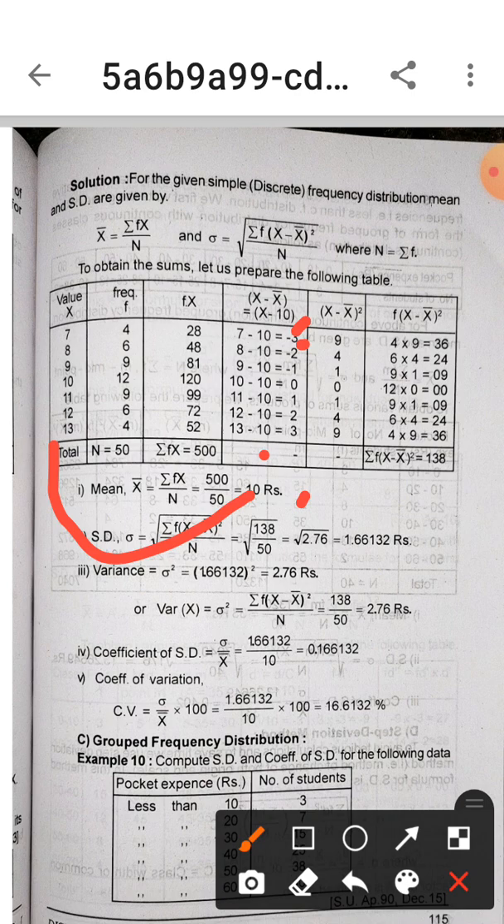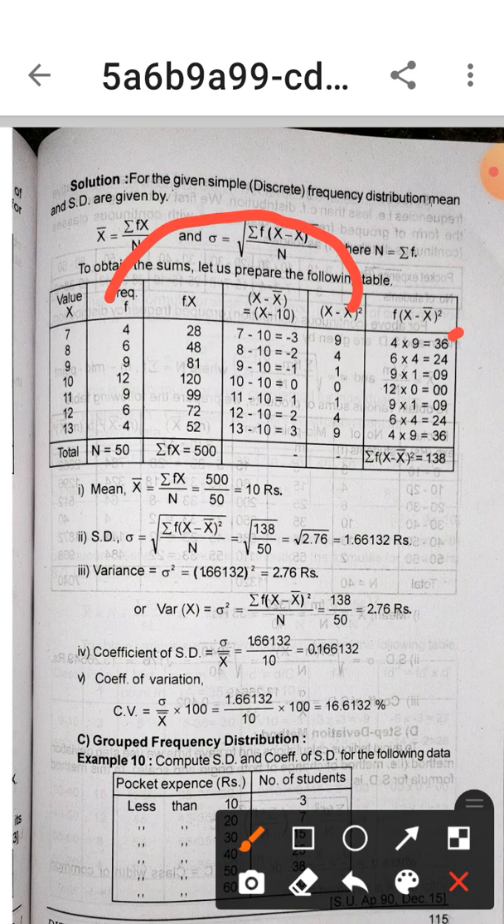Okay, then take a square of x minus x bar, that is minus 3 square 9, minus 2 square plus 4, minus 1 square plus 1. Okay, which is already calculated in individual data. Okay, in discrete type of distribution you have to just multiply by f to x minus x bar square. Okay, या दोघांचं मल्टिप्लिकेशन करायचं आहे मग 4 into 9 36.